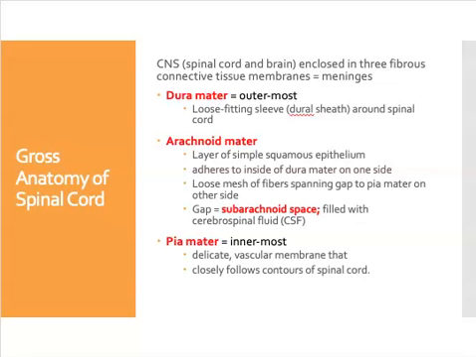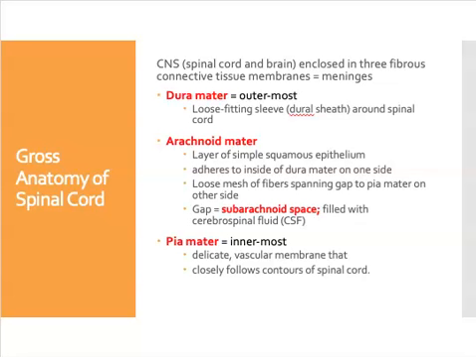Continuing on with the gross anatomy of the spinal cord, outside of the cord itself, there are layers of protective, fibrous connective tissue that help protect the spinal cord. These are very similar to the layers that surround the brain. These layers are referred to as meninges, and you've probably heard that term before, but you may not have heard the names of the individual layers.